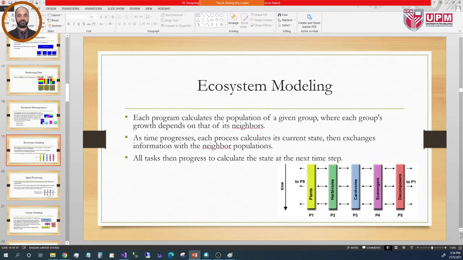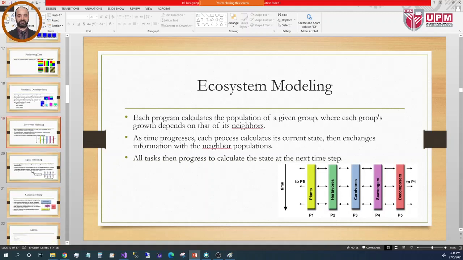That's why we need to calculate for them together as one task. Then maybe the second task will calculate for them together in a different stage or maybe in a different time, and so on.